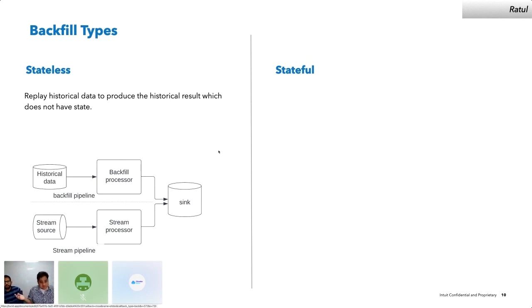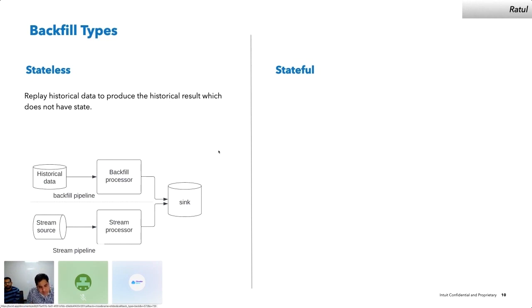You can have two separate pipelines. Pipeline one, which will process the historical data, and pipeline two, which will process the stream data. Now, these pipelines don't have to be the same technology. One can be on Spark or SQL, one can be on Beam. So they can be completely separate systems because they don't have to store the state.